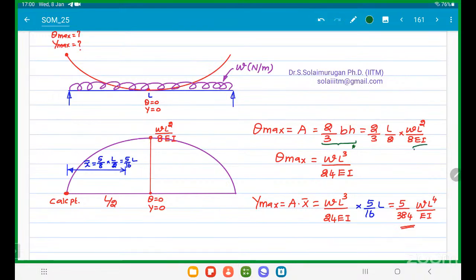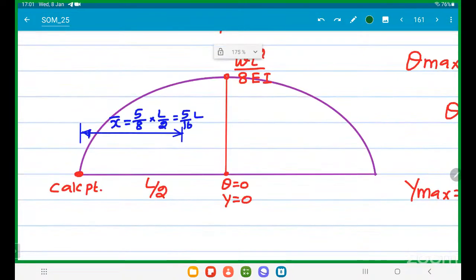So divided by EI. Sir, what is the formula, sir? Small w L cube by 24 EI, sir. Okay, done. Y max formula, A into X bar. What is A? Same area, sir. Okay. What is X bar? Sir, X bar is the distance between the calculation point and the centroid of the selected area.